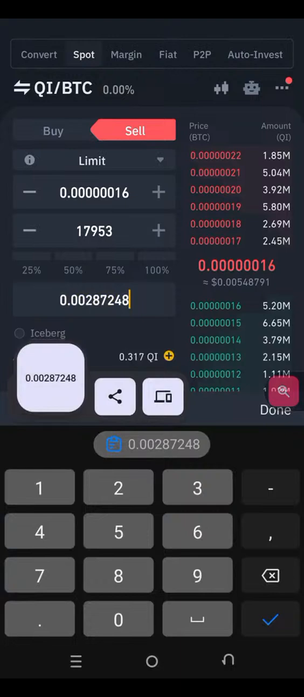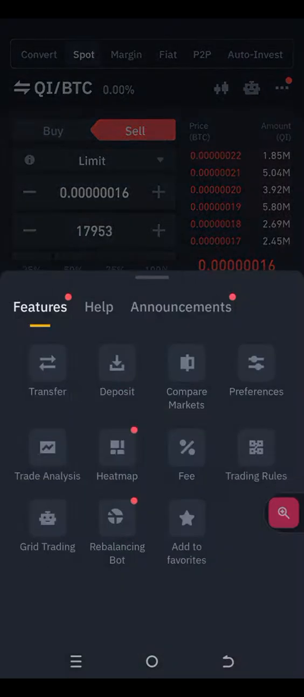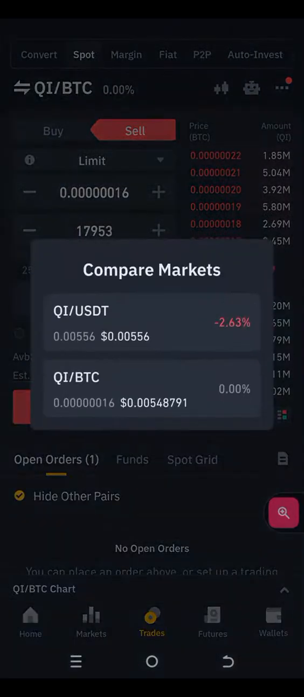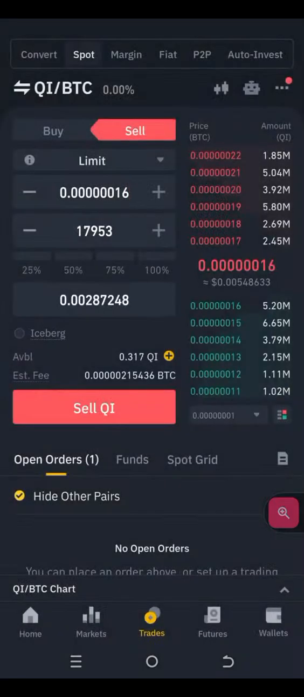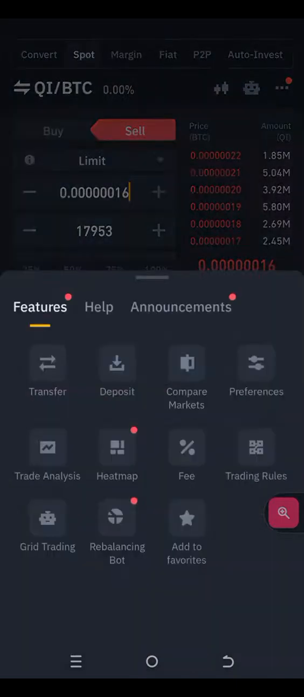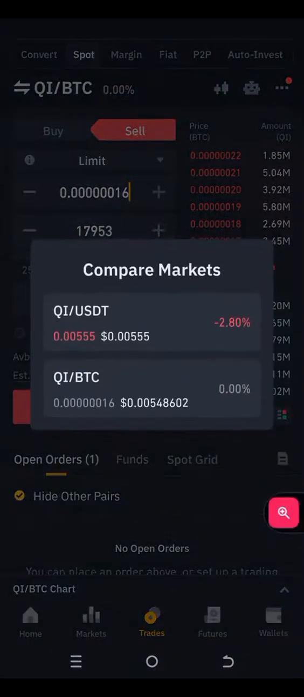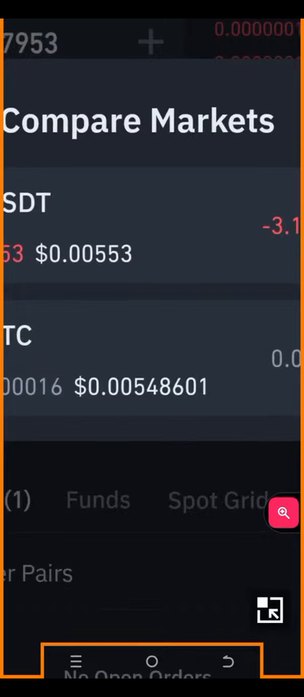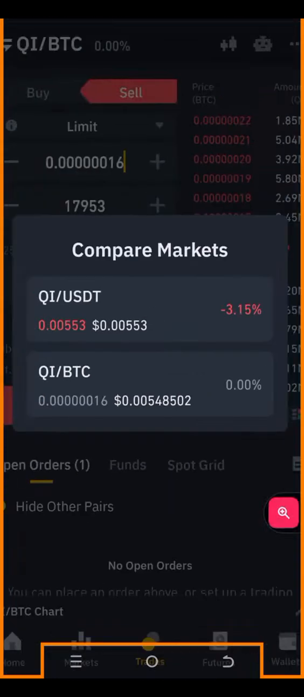But go to the compare markets. Let's see what has happened just now. Oh, I told you. See it now. 548. Can you see that the price now in QIBTC is lower than USDT? Look at it. Let me look at that again one more time and show it to you. Just right now, the price has changed. It was supposed to be 5.8. Now it's 5.48. I tell you, you can't make money with this.